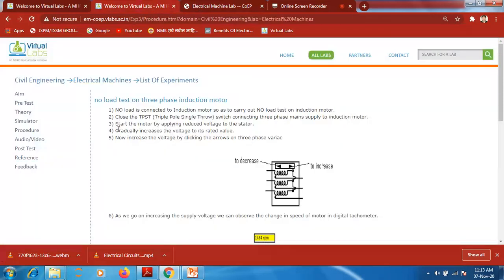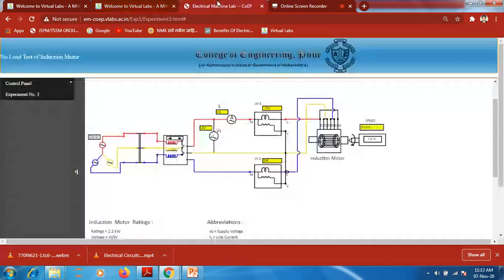Then what exactly is the next procedure? Start the motor by applying reduced voltage to the stator. Gradually increase the voltage to its rated value. Here I will find the rated value whenever I am increasing the voltage. Okay, here I am increasing the voltage to 2 volt. Then the speed of the motor is also 0.